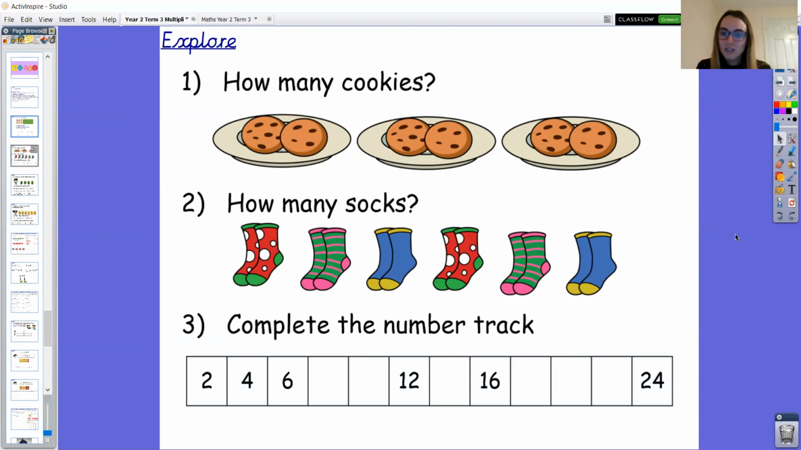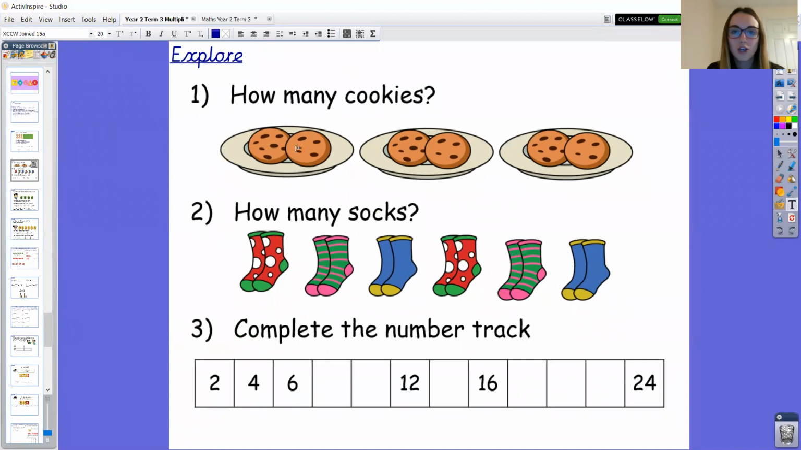Well done, Year 2. So let's review it together. How many cookies? So I can see there are 3 equal groups with 2 cookies in each group. So we can count in our 2s. Let's have a go together. 2, 4, 6. There are 6 cookies.